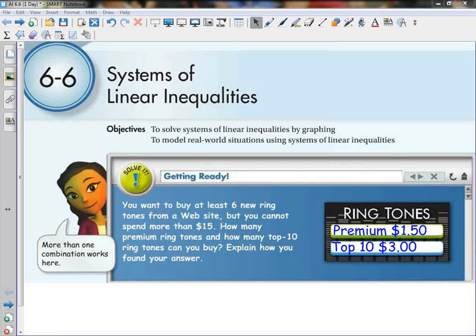We are on lesson 6.6, which is Systems of Linear Inequalities. Here's your warm-up. Please work on that before you continue.